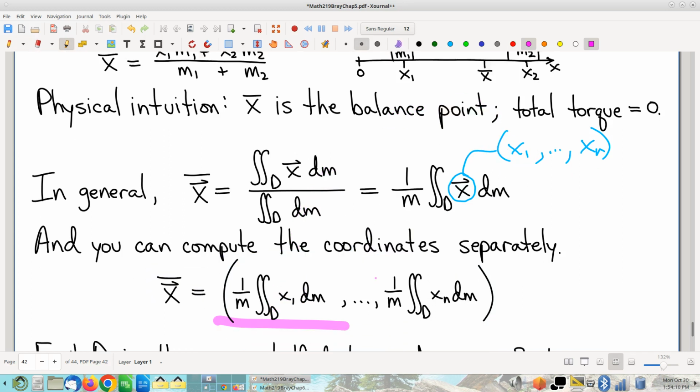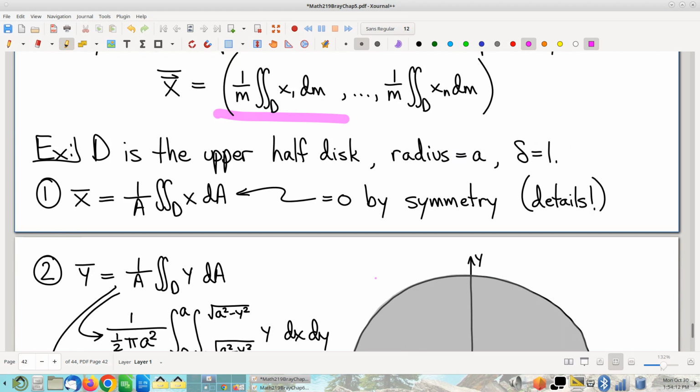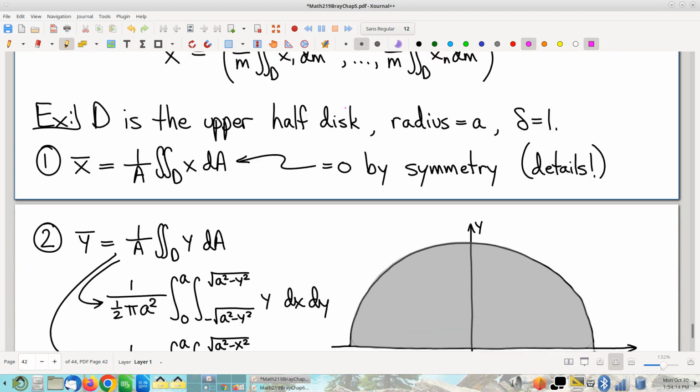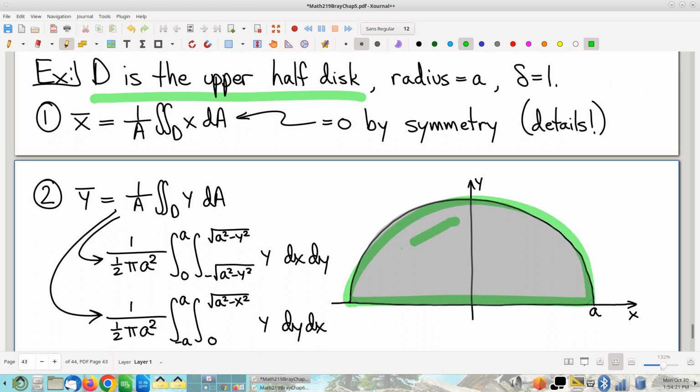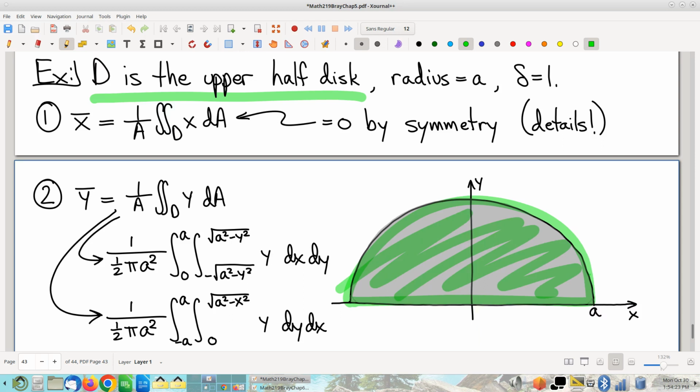Okay, so let's get our hands dirty and do one. Here we go. We're going to look at this upper half disk here like this. We've got mass distributed across that upper half disk. By the way, notice the particulars, right? So the radius is A. The density is 1. That's just to make the algebra work out more reasonably on this. In general, you can't assume the density will be 1. It might be some odd function.